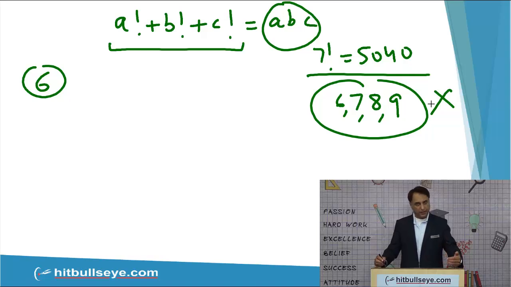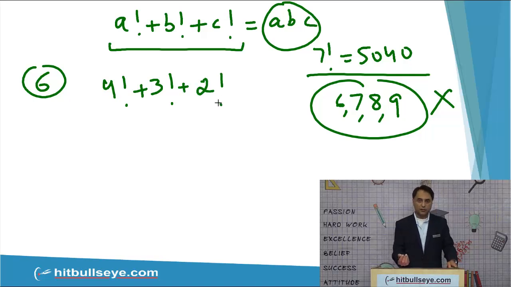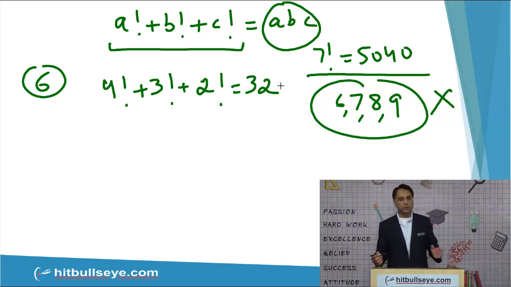Now we inspect for the next digit, which is 5. Is 5 a possible value for any of these? In fact, 5 is mandatory on the left hand side, because if we do not get a 5, the maximum value without a 5 would be 4 factorial plus 3 factorial plus 2 factorial, not necessarily in this order, which gives you 24 plus 6, 30 plus 2, 32, which means that your right hand side is only a 2-digit number, which is not possible because your ABC is given to be a 3-digit number.